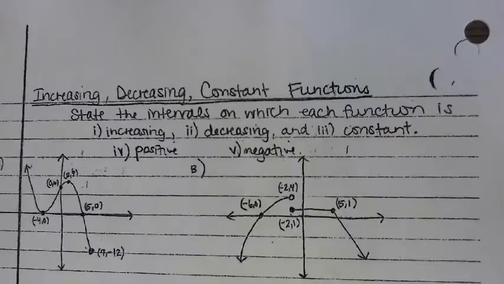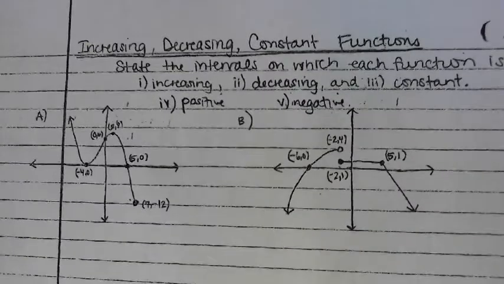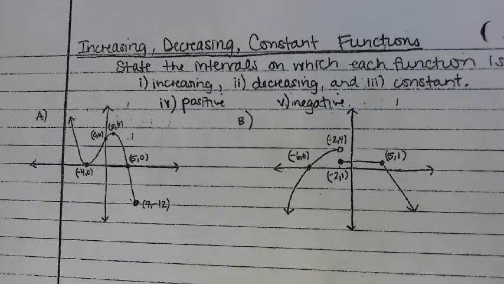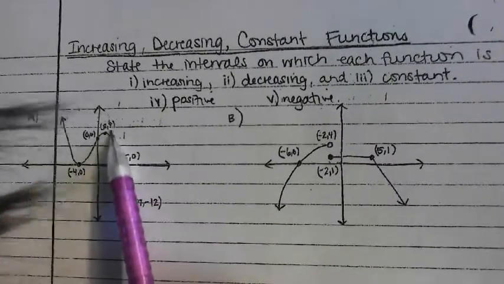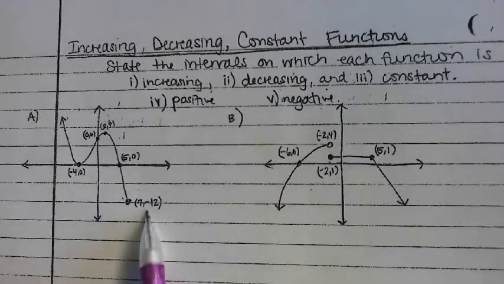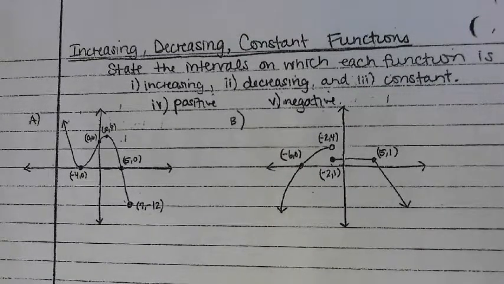Okie doke. All right. Definitely a review from last year, but still something that can trip you up. Looking at intervals: increasing, decreasing, and constant intervals versus positive and negative. So looking at this first graph, along what interval, and I've got some points labeled. Can you read all those? I've got -4, 0, 0, 6, 2, 8, 5, 0, and 7, -12, just in case you couldn't read those. What interval along which would you say this is increasing, Mackenzie?